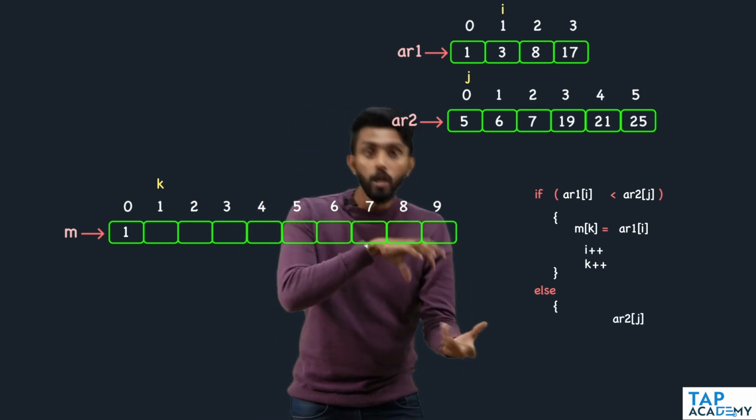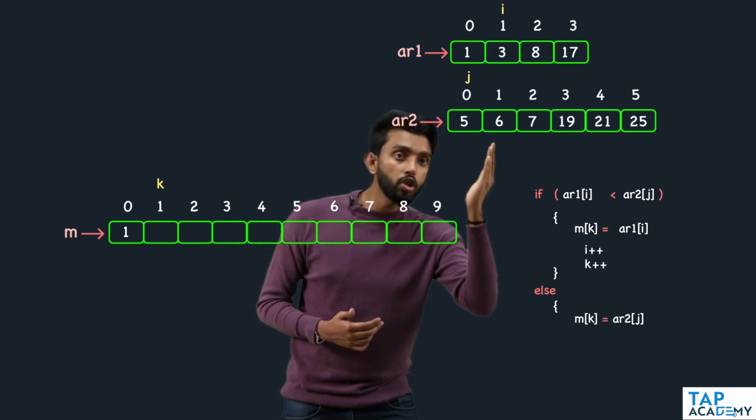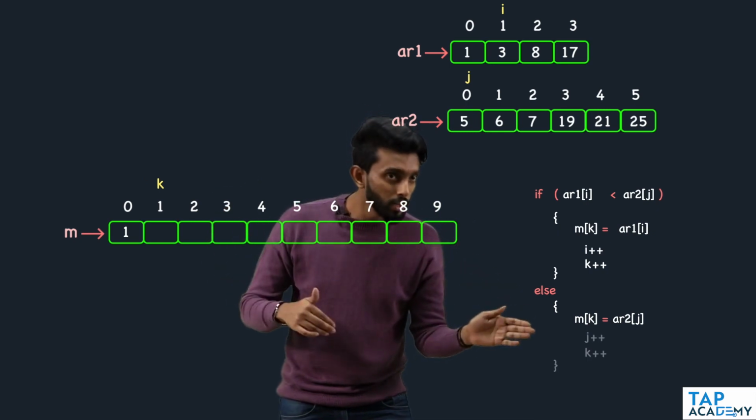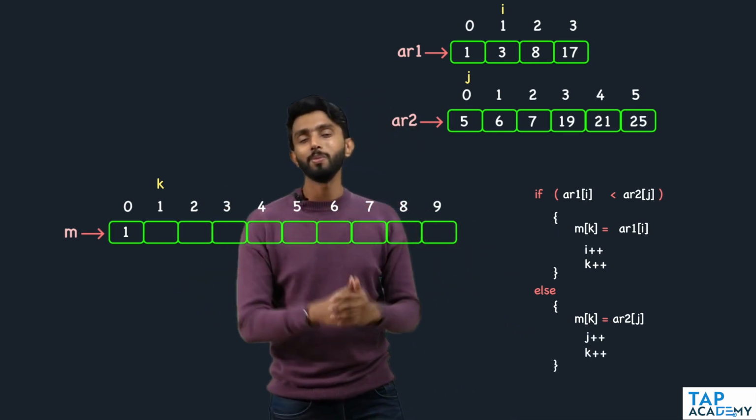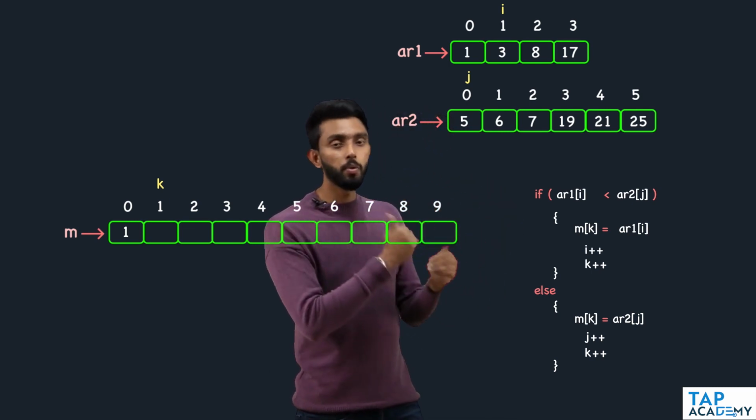That's what I am telling. AR2 of j, store it in M of k. Obviously, after that, j should move forward, k should move forward. That's what I am telling. j plus plus, k plus plus. Any confusion till here? Now, let us trace the program and check.